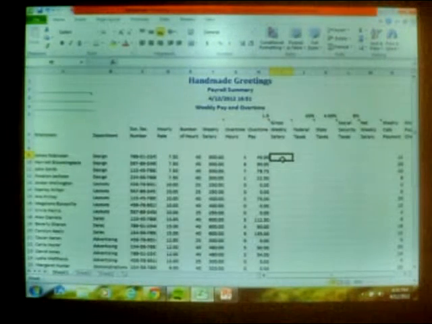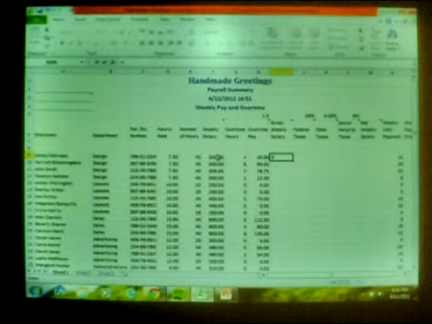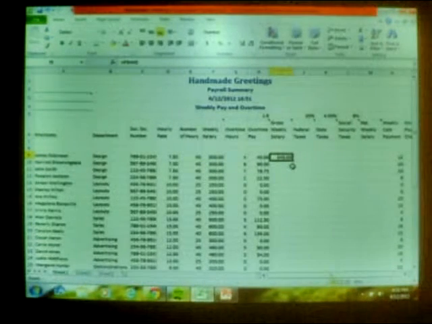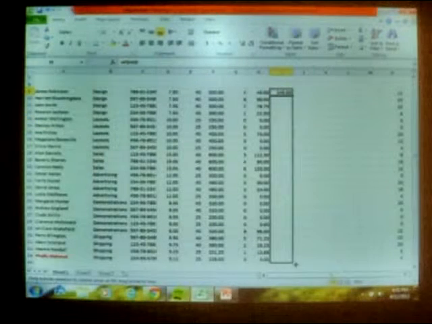Now we want to calculate the gross weekly salary, and we're going to begin our formula with equal F9 plus H9, to get the weekly pay, weekly salary. And again, we're going to use our fill handle to copy the formulas for the rest of our employees.